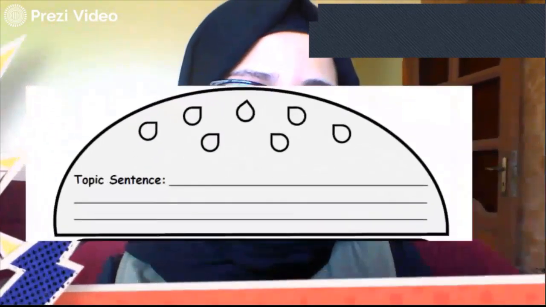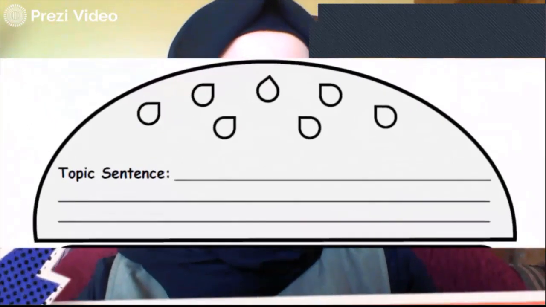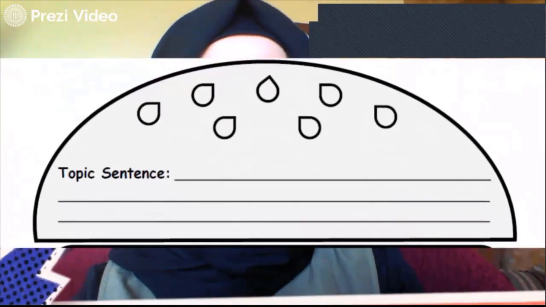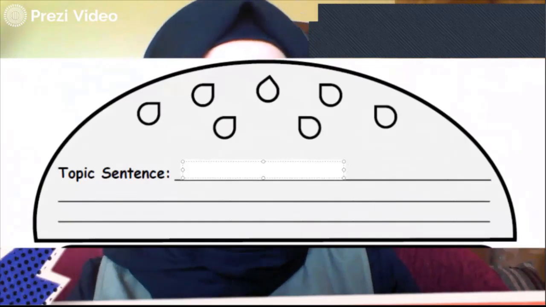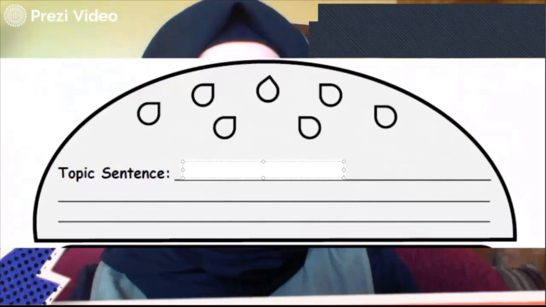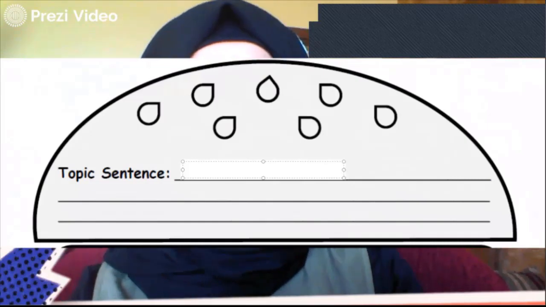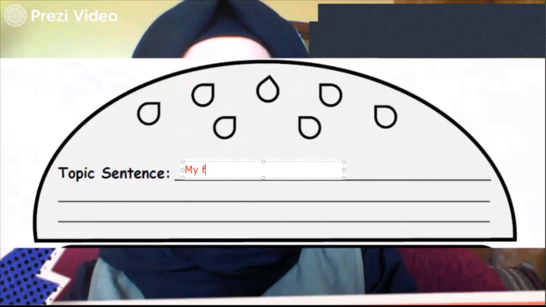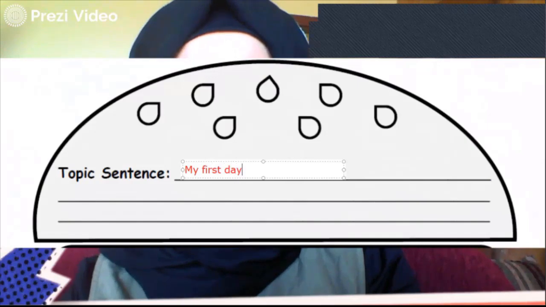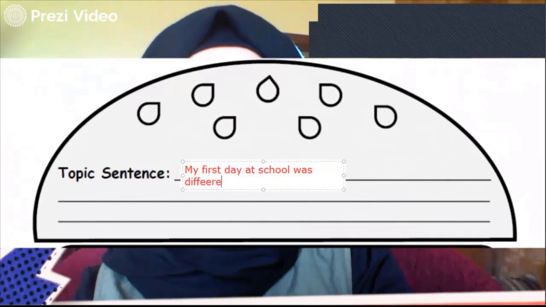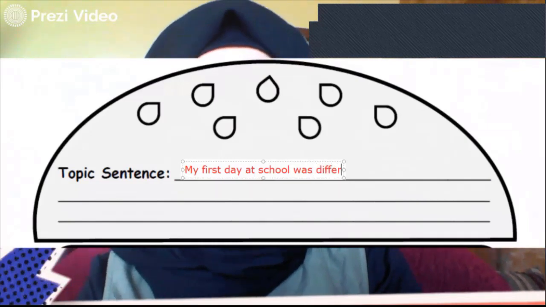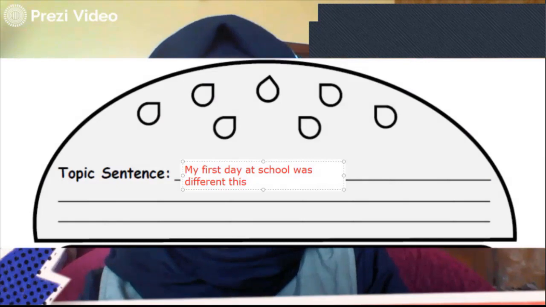So what do you think the topic sentence will be? The topic sentence is just like the question I asked. I want you to write about your first day at school. So what do you say? You can start writing. For example, you can say, my first day at school. Let's make it interesting. It was different this year.